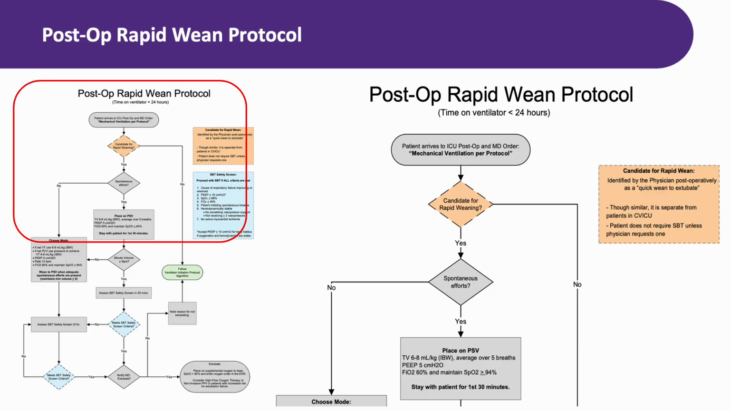So let us revisit the spontaneous breathing pathway. Patient arrives from the OR, they are triggering breaths, you place them on pressure support, and you stay with the patient for 30 minutes. During those 30 minutes, you're watching for all the signs we've discussed throughout this session. Is the respiratory rate stable and below 30? Is their saturation adequate? Is the patient hemodynamically stable? And are they alert and following commands?